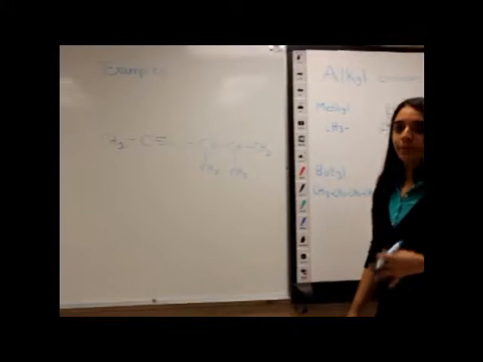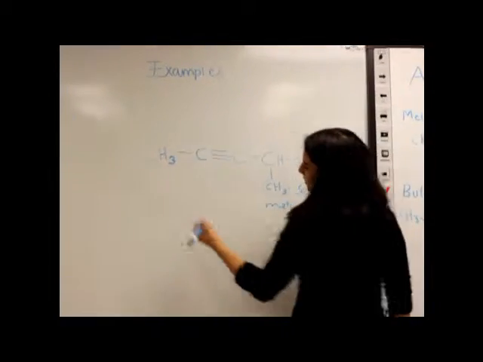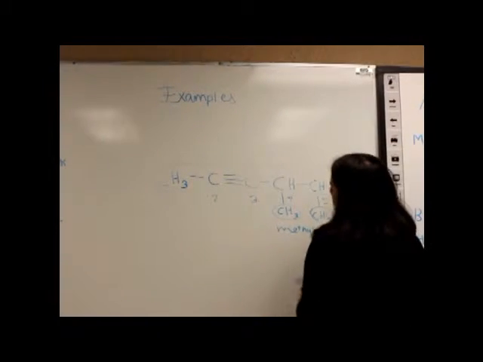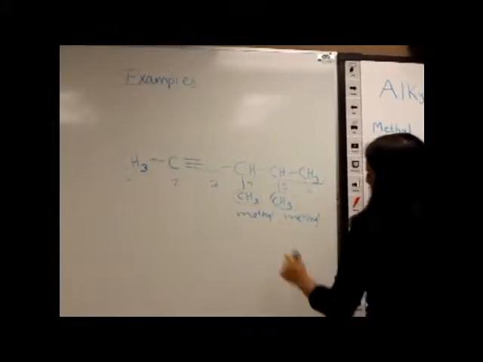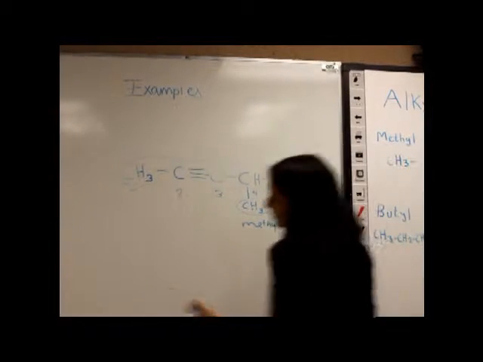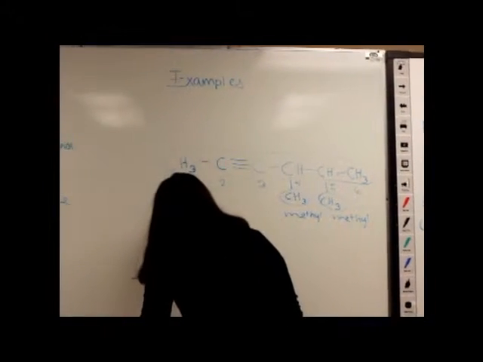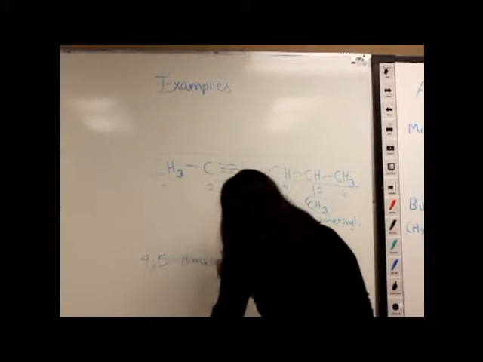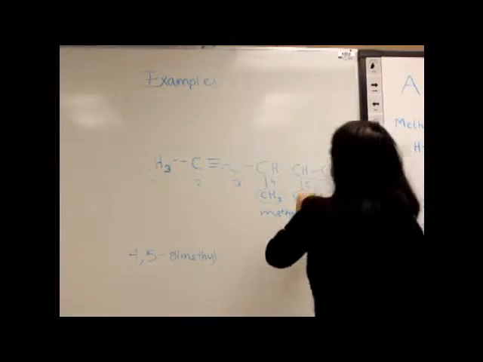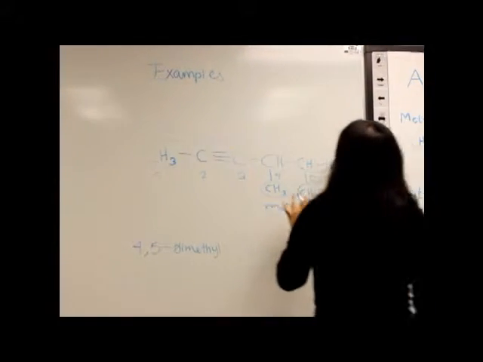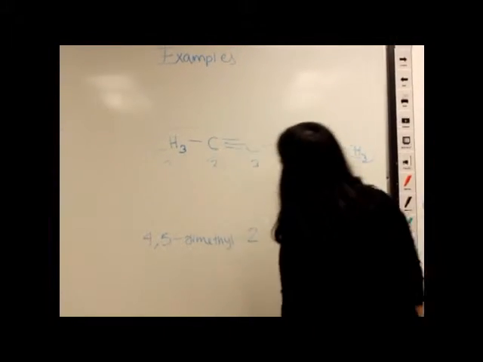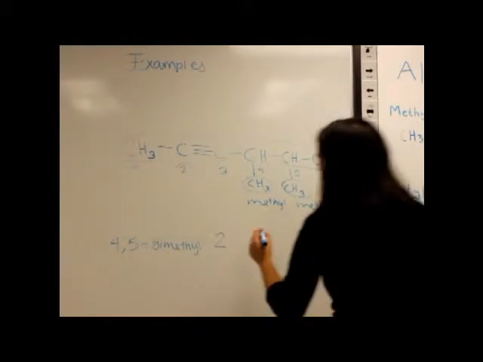Okay, here is another example, the last one. We number from left to right. Here it is 1, 2, 3, 4, 5, 6. It's the methyl because it has 1 carbon, and the positions are 4 and 5. So we're going to put 4, 5, dimethyl. And it has 6 carbon atoms, so it's hex. And the position of the triple bond is on the number 2, so we're going to put 2, and it has 6 carbon atoms, so it's hex.